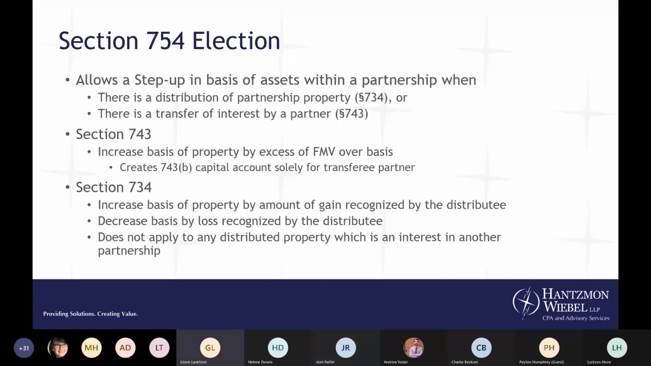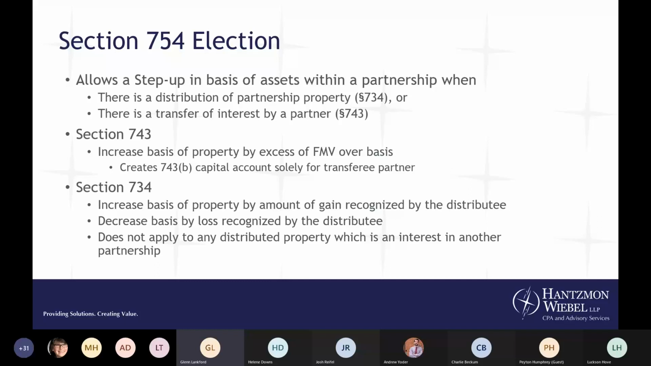Well, first of all, it's important to point out that the distribution of partnership property or transfer of interest has to be a taxable event. It has to be a taxable transaction. So, in other words, if the partnership is making a distribution, but the distribution doesn't exceed the partner's basis, the partner who received the distribution, there's no gain to be reported. There's no potential step up in basis.